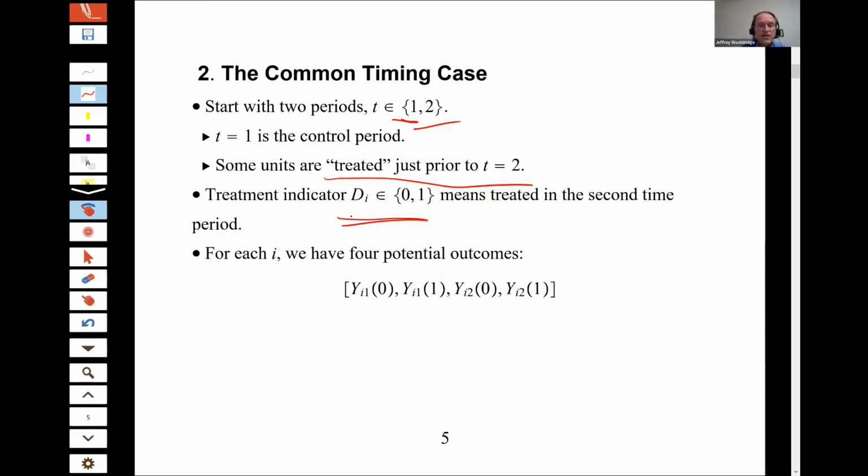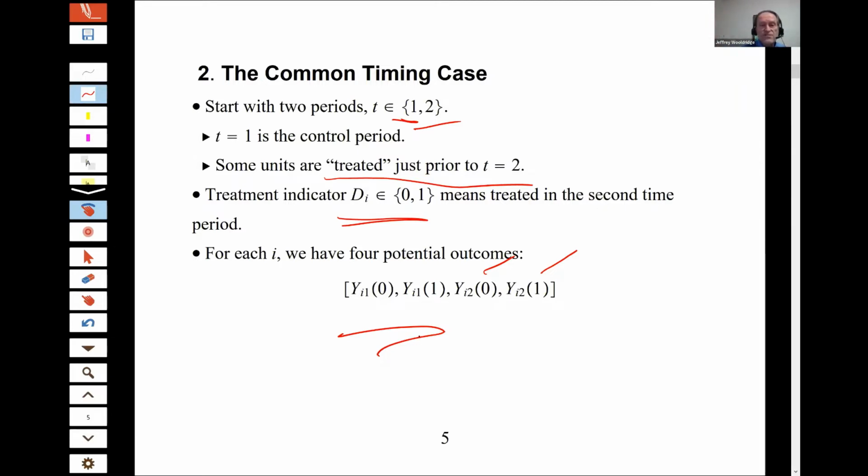So in the spirit of potential outcomes, we can think of there being four potential outcomes. These are the ones that are most natural because there's an intervention, and we can imagine every unit i in both states of the world. This is where they didn't receive the intervention or treatment, and this is where they did receive it.